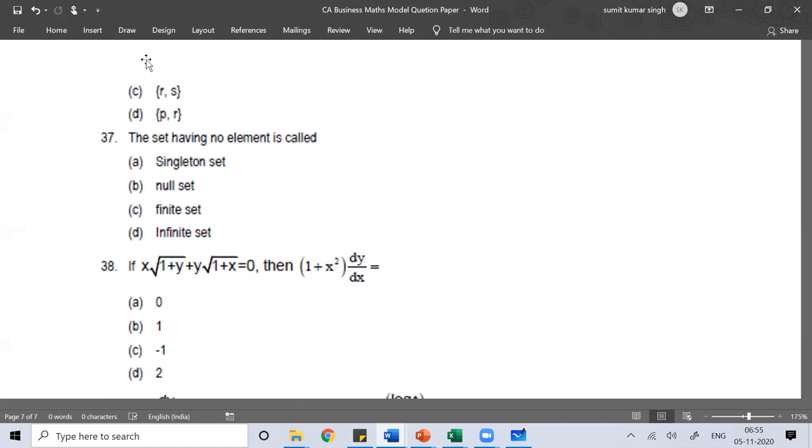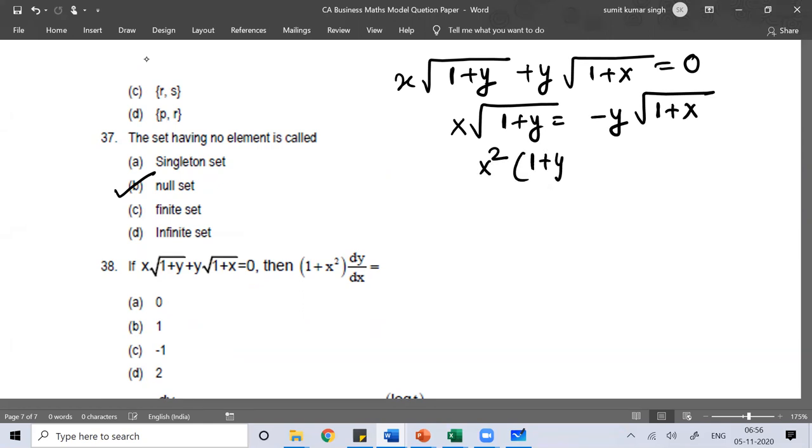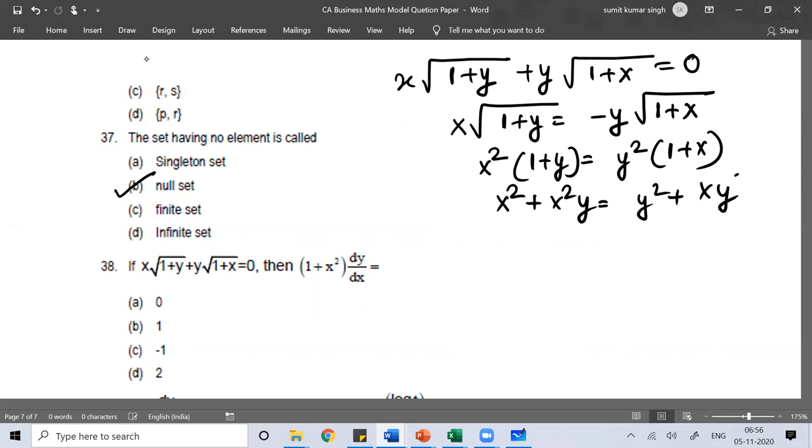So the set having no element is called a null set. Okay, now if you see this, this is x into root of 1 plus y, plus y into root of 1 plus x, is equal to 0. So if I write this as x into root of 1 plus y, minus y into root of 1 plus x, and square both sides, this is x square into 1 plus y, minus y square into 1 plus x. So this is x square plus x square y, minus y square minus x y square.